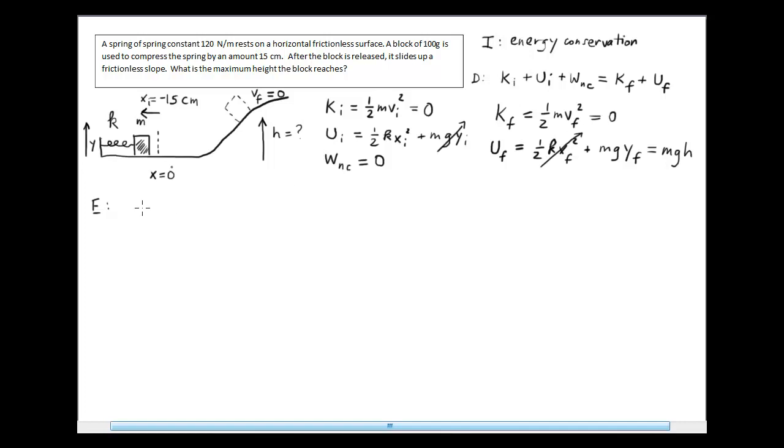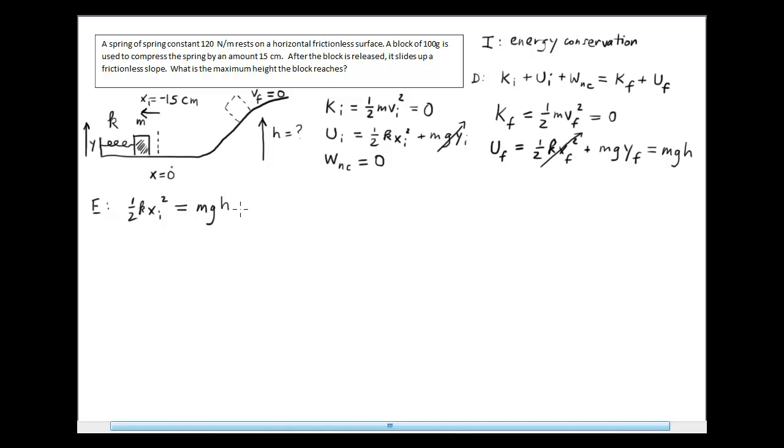Initial potential energy, right, is 1/2 k x initial squared. And then no non-conservative work, so that's equal to, on the right-hand side, the final kinetic energy is 0. The final potential energy is mgh. So we started off with our master equation for conservation of energy, and it reduced to this. It actually turns out to be a fairly simple problem.